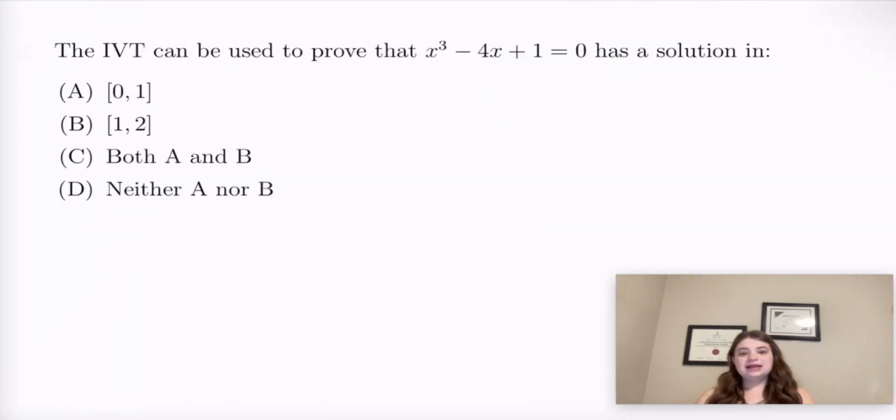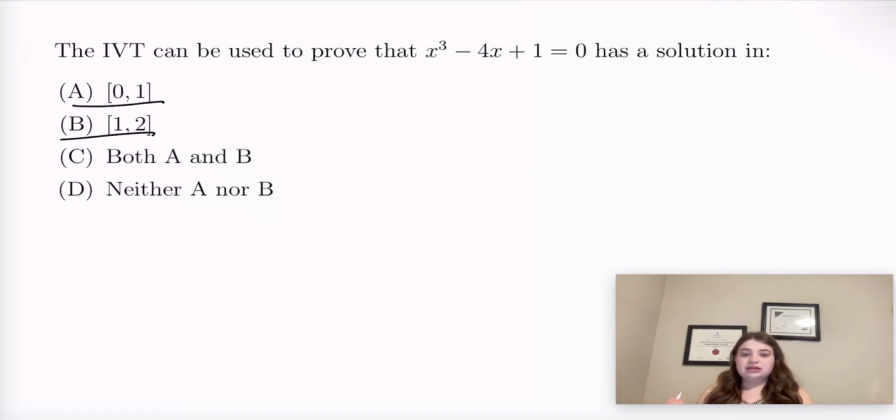Okay, so the next one says the intermediate value theorem can be used to prove that x cubed minus 4x plus 1 equals 0 has a solution in A, 0 to 1; B, 1 to 2; both A and B; or neither A nor B. Okay, so first off, where is this continuous? Well, x cubed minus 4x plus 1 is a polynomial function, and so it is going to be continuous everywhere. And so in terms of it being continuous on both of these intervals, that condition is met.